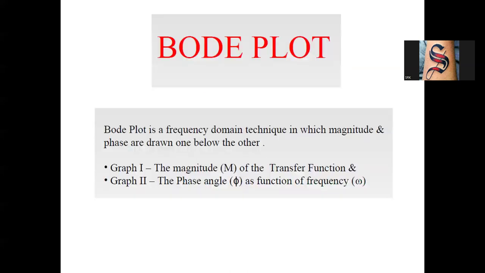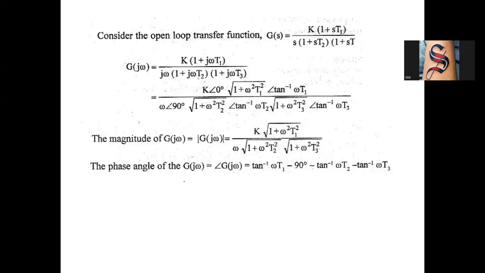Bode plot. So Bode plot is a frequency domain technique in which magnitude and phase are drawn one below the other. So what it means is that the Bode plot consists of two response plots. What are the two response plots? Magnitude plot and phase plot. So frequency response means immediately we get one point: it consists of the magnitude as well as the phase. So here we can draw the magnitude plot as a function of frequency as well as the phase angle as a function of frequency. So the Bode plot consists of two graphs, magnitude plot as well as phase plot.